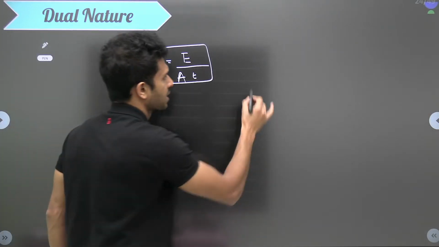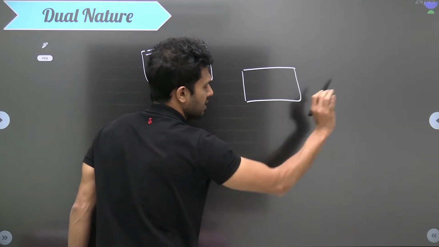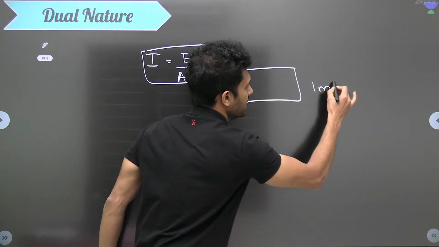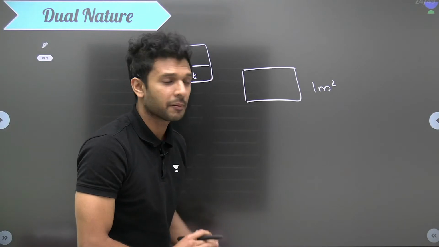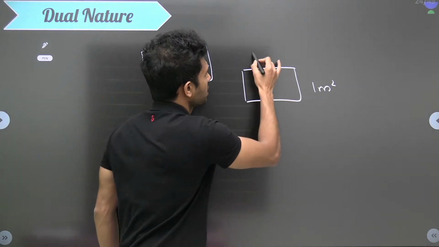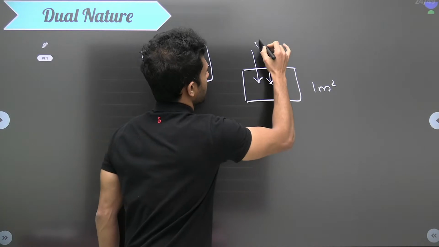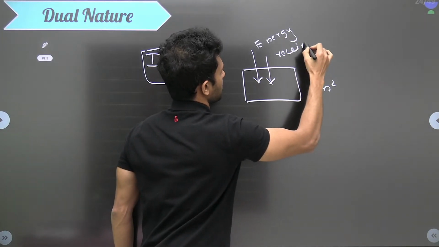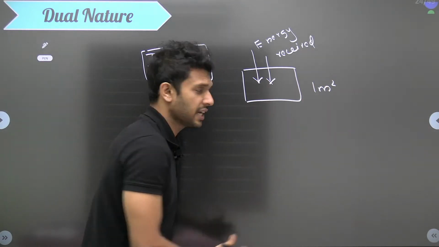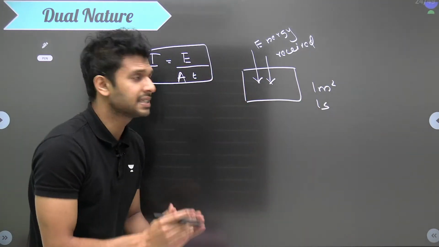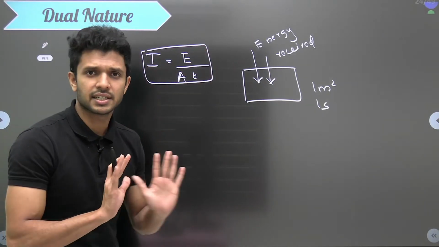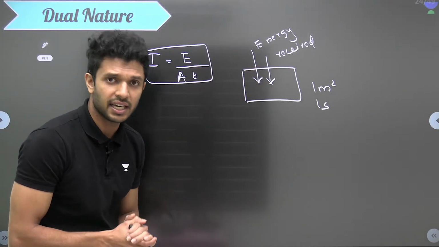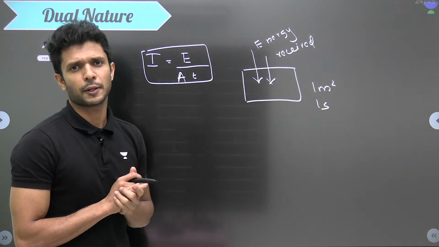Okay, if I take a surface, what are we doing? I am taking a surface of area 1 meter square. The energy received by this 1 meter square area in 1 second is simply defined as intensity. ठीक है, 1 meter square area पे in 1 second कितना energy is there, that is called intensity.